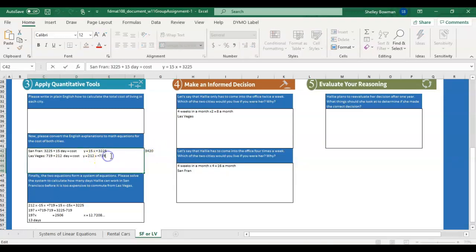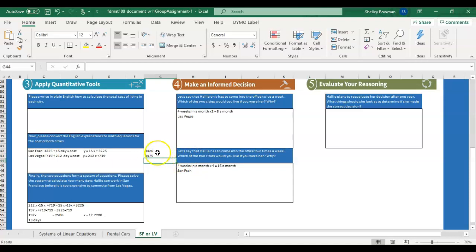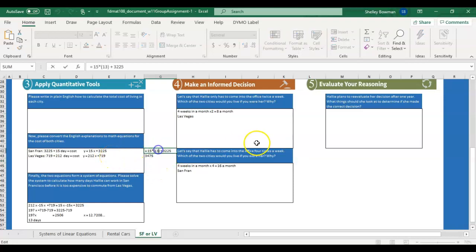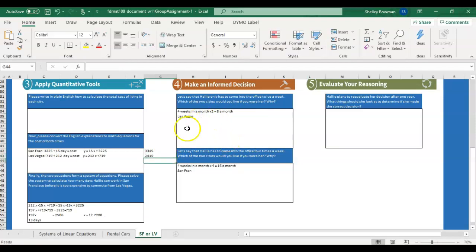So I can come in here and Control C to copy, Control V to paste, and replace this x times 13, and this would show us about the equivalence of living in one or the other, San Francisco and Las Vegas. And we can go through and say, okay, 8 a month, so we'll come in and do 8 days, and again here change this to 8 and see which one is more cost effective. The San Francisco would be about $3,345 and Las Vegas would be $2,415.